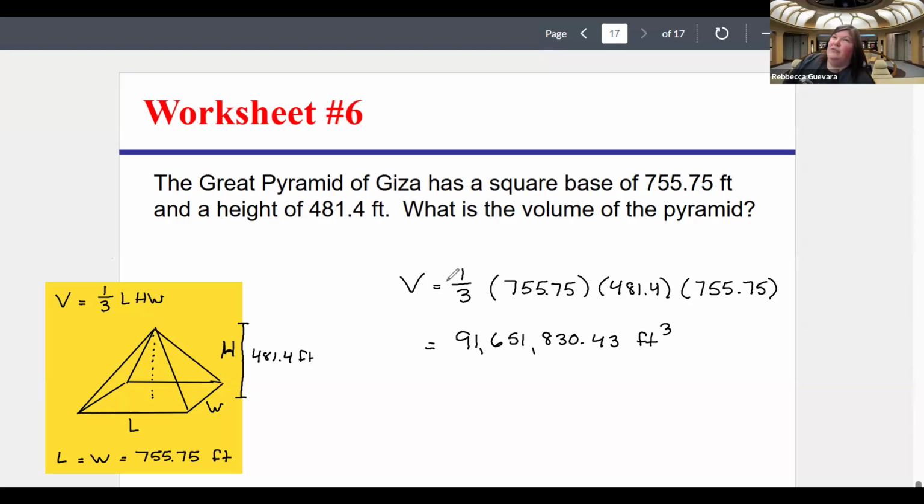So that's an awful lot of stones to be having there. Well, that's the volume on the inside. There's holes, but we're just talking about the whole volume if we assumed it was filled in. So assuming it was all completely stone in there, that's how many cubic feet of stone would be making up that pyramid.